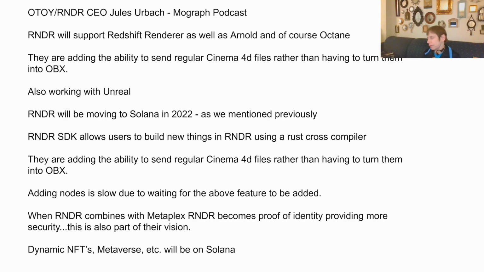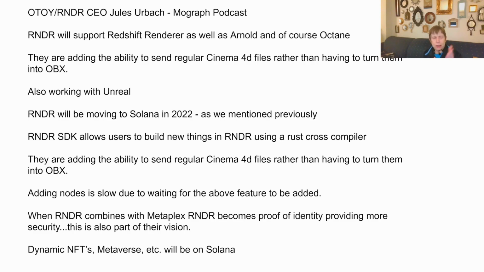Getting back to nodes, I know there's an interest for some of you who have the machine and horsepower available to become nodes on the Render Network and make the money that we looked at. That's rolling out slowly. They have dozens of people lined up who want to be nodes, which is good. But they're slowing it down because they want to get this thing that I thought was so important, I mentioned it twice, to add the regular C4D files.